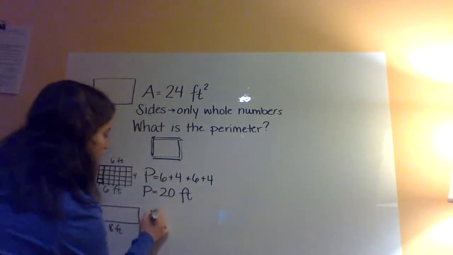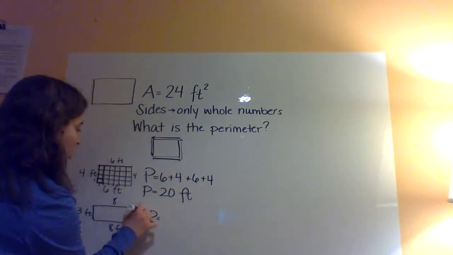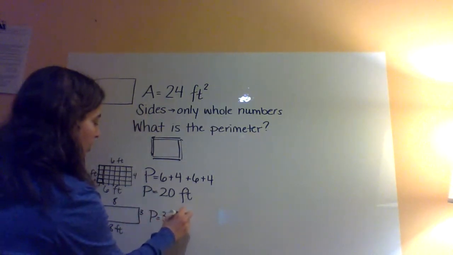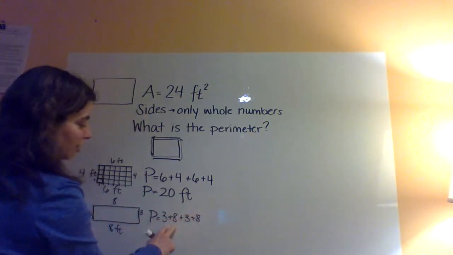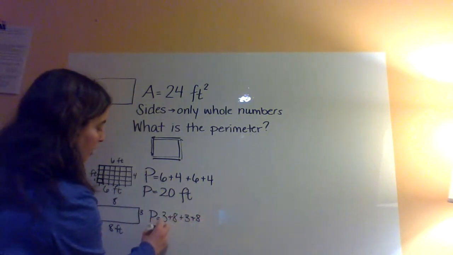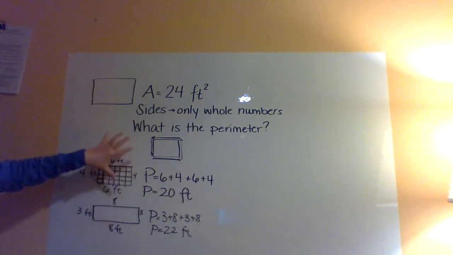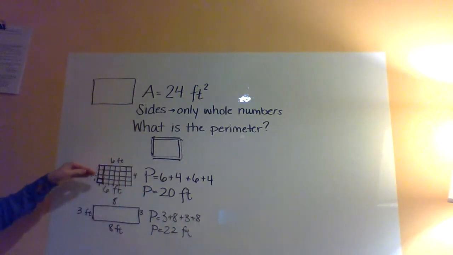What's the perimeter now? Well, now, again, think about having all 4 sides. 3 plus 8 plus another 3 plus 8. 3 plus 8 is 11. So 11 plus 11 is going to be 22. So we have 2 different gardens that have different perimeters even though they have the same area. Okay. There are actually 2 more also.